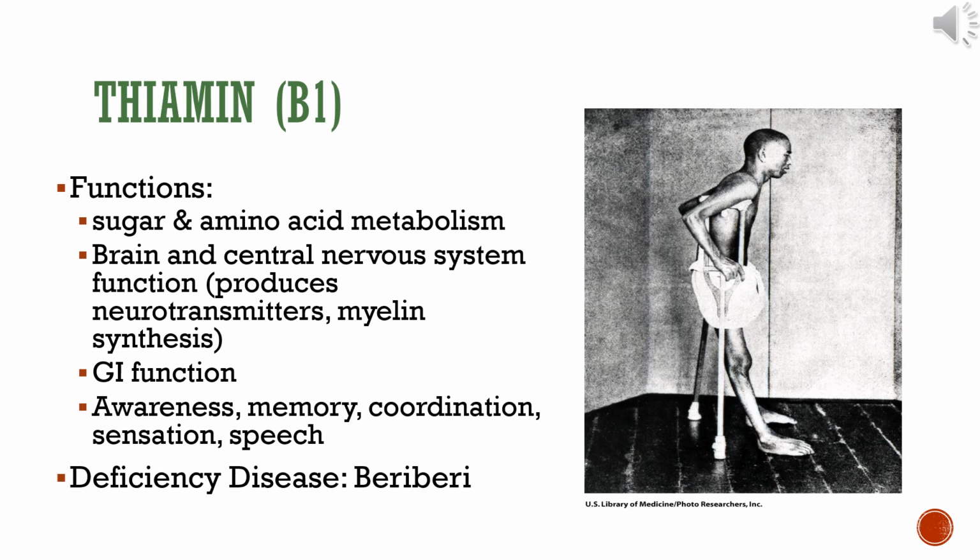So it's responsible for brain and central nervous system function. It produces neurotransmitters that act in the brain. Myelin synthesis, a component of the brain. It plays a major role in central nervous system function. Promotes optimal GI function, and then in the brain, it is linked to awareness, memory, coordination, sensation, and speech.